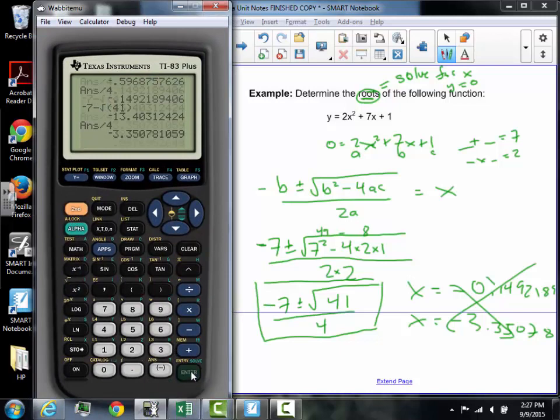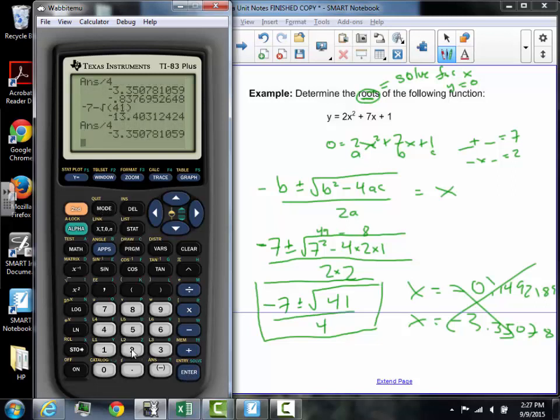Second entry. No. Shoot. Second answer. Second answer. No, that's not it. Second enter. Second enter. I guess I'll just do this by hand, and then divide by 4. Okay, so there's my answer.